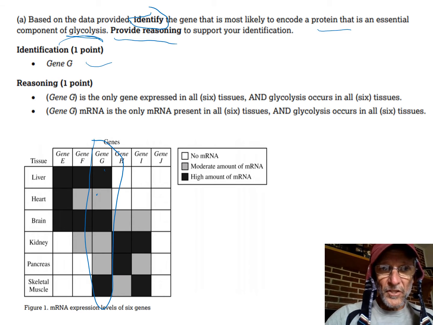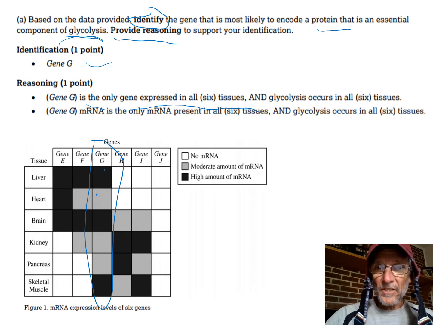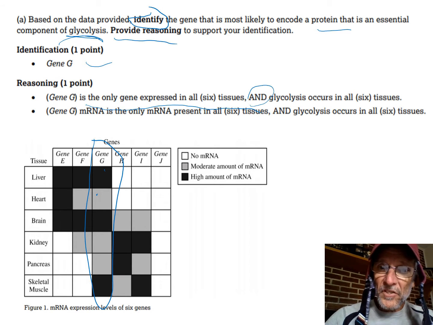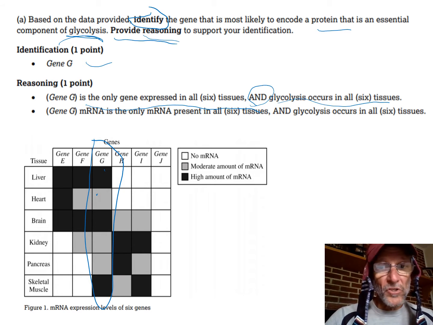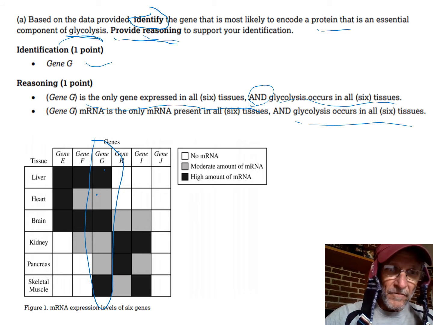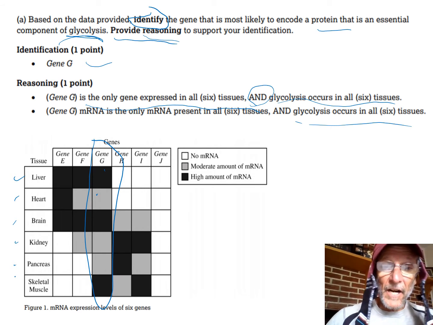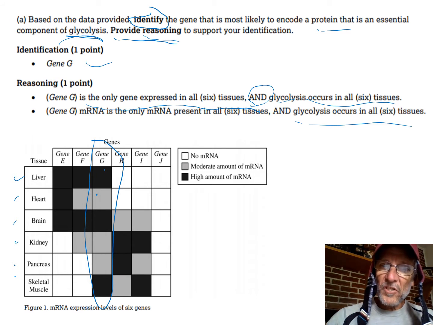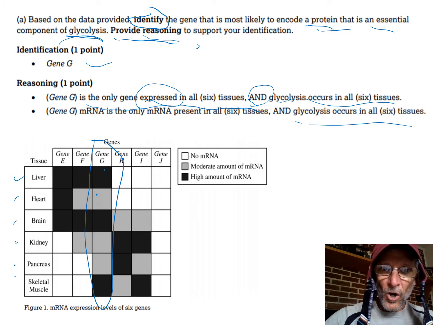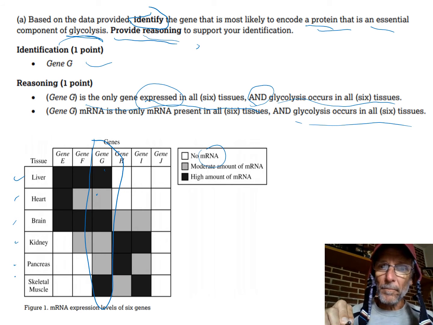And your explanation is simply it's the one expressed in all 6 tissues. And you have to say that's for the greater, right? Your reasoning is that glycolysis occurs in all cells, all 6 tissues. If this was different kinds of animals, they could ask you the same question, or even any kind of organism, and say glycolysis occurs in all of them. So I expect the gene to encode for a protein essential in glycolysis is going to be expressed by making RNA in all of them.